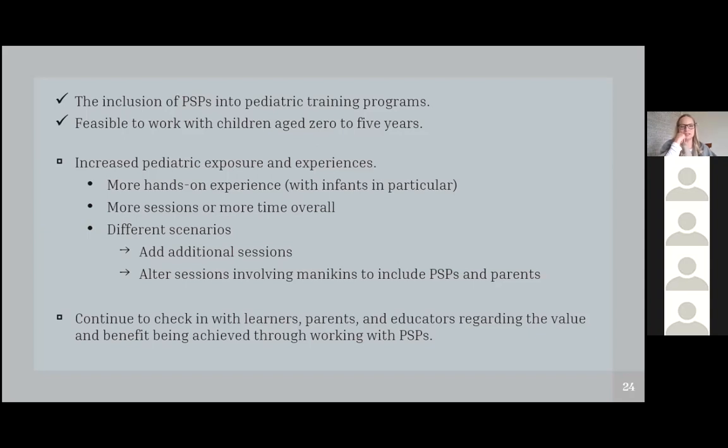And there's other things that we can always brainstorm on being able to make these happen. And what I would encourage everyone, whether you're already doing programs with pediatric simulated patients or not, is to check in with the learners as well as the parents and educators regarding the value and benefit that might be being achieved or not by the work with pediatric simulated patients, only because this is fairly new and there aren't as many guidelines about the work, that we really do need to be continuously checking in with everyone to ensure that these interactions are achieving what we want them to achieve.